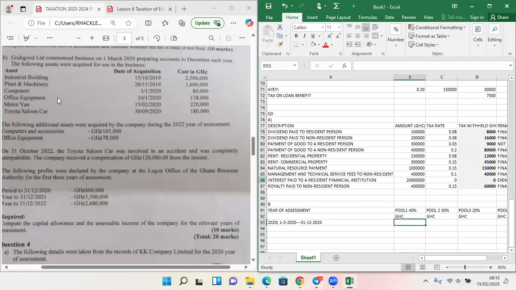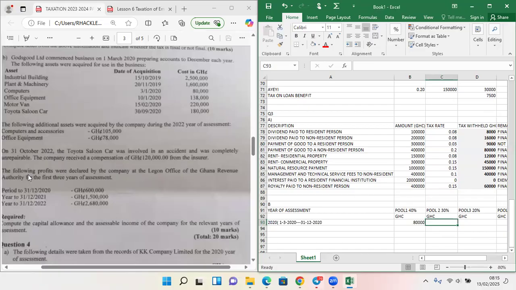So pool one, we can only so far identify only computers here. So it's going to be 80,000. Then pool two here is plant and machinery, a motor van, and also the Toyota saloon car. Remember that on 31st October 2022, the Toyota saloon car was involved in an accident. So we have to keep this in mind that we are going to do something in 2022.